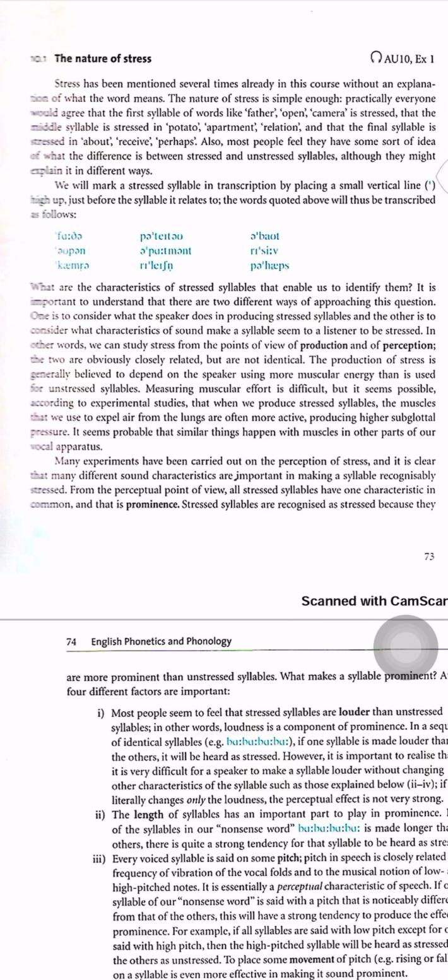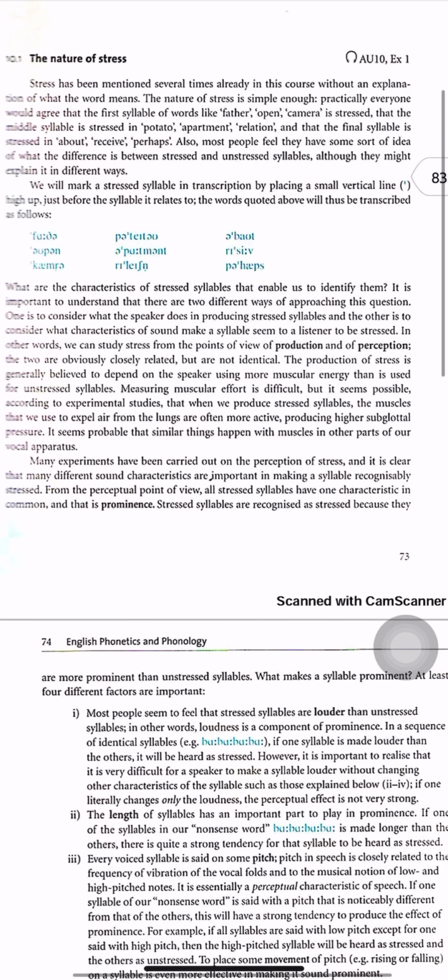From the perceptual point of view, it's different. The perceptual point of view depends on the hearer. The hearer has to identify it by means of prominence. What is meant by prominence? Prominence means, as you can find on page 73, that the stressed syllables are recognized as such because they are more prominent than unstressed syllables. So how can we find them?